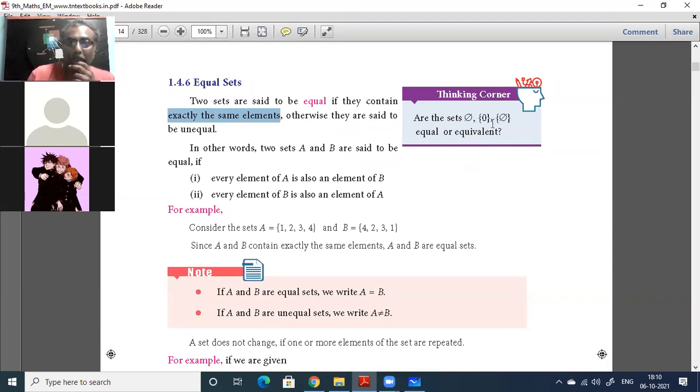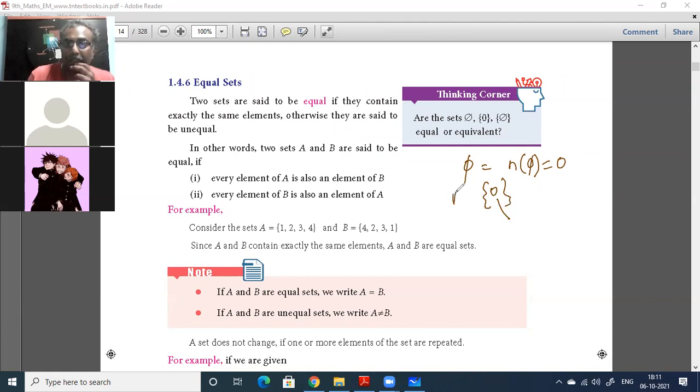Equivalent, uncle. Are they equivalent? Equivalent means they should have N of A equal to N of B equal to N of C. This is the null set. So N of the null set is how much? 0. Okay. This is 0.